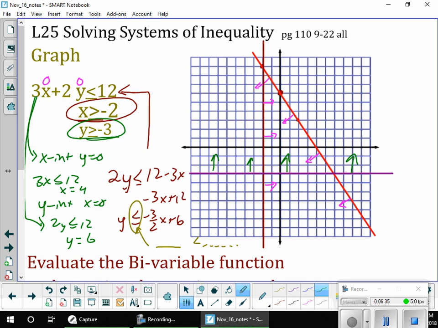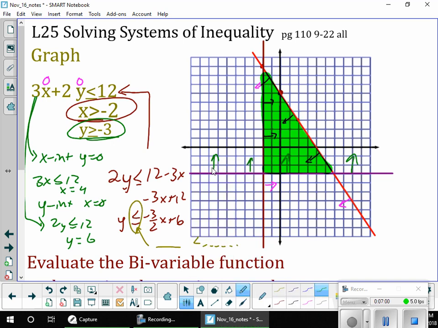Okay, now that I've got those graphs, I want to know where all the places are that could be answers to this. Where's all my shaded region? My entire shaded region is everything inside this little triangle here. This is my answer, this shaded region. Voila. Piece of cake.